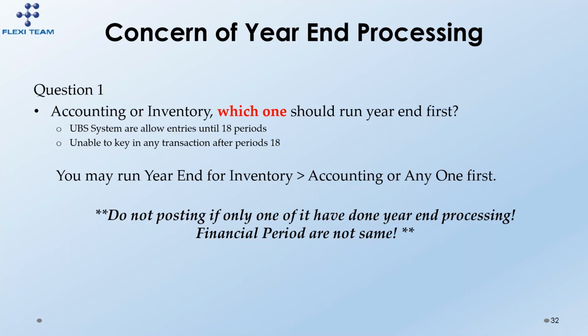Notice here, the UBS system allows entries until period 18, which means you are unable to key in any transaction after period 18. Therefore, year-end processing is necessary and helpful for the next accounting year.